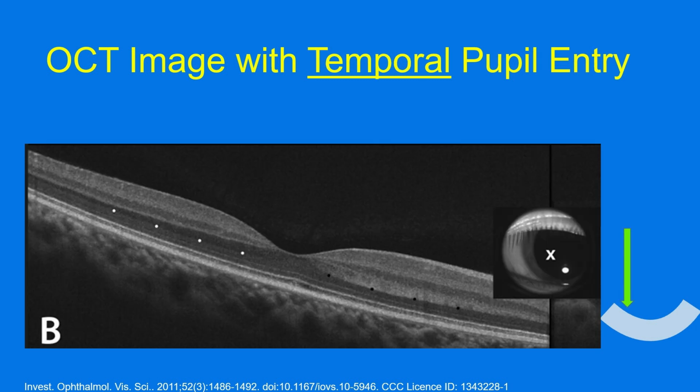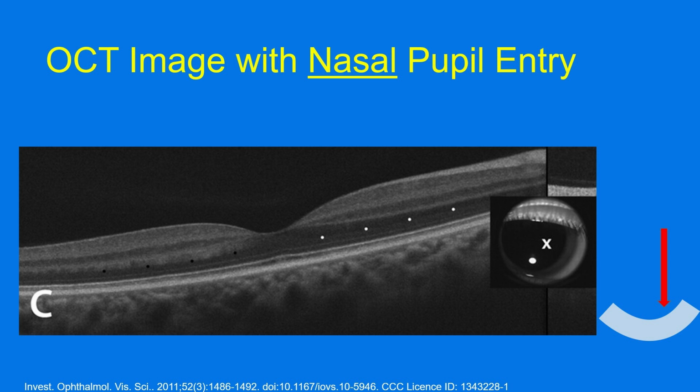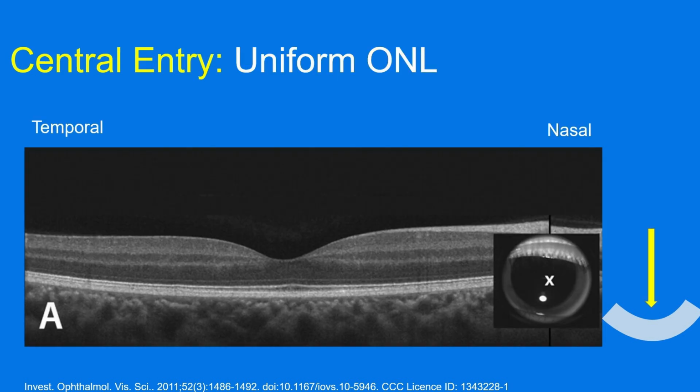What happens when the pupillary light entry point is shifted temporally, as shown by the cross here or the light ray marked in green? Do we see any change in the anatomy of the macula on OCT? Yes, we do see a change. What we see here is that the outer plexiform layer is looking hyperreflective on the nasal side, on the opposite side of the light entry point. Similarly, if the light entry point is shifted nasally, as shown by the cross at the pupil and the red light beam, what we see here is that the outer plexiform layer on the temporal side becomes hyperreflective. So let us see the images again to understand them clearly.